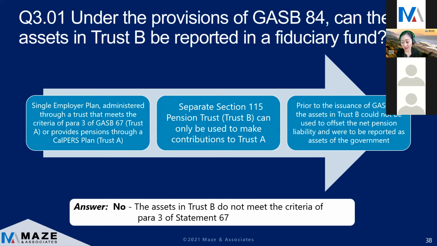So we get asked pretty frequently, and that's why this question is on the CCMA white paper. Well, how about for GASB 84 implementation? Can we now net the assets of Trust B with the liability in Trust A? And the answer is no. So you will still report the assets of Trust B like how we have reported in the past, which is an investment, and it has to be shown separately from the net pension liability or net OPEB liability of the Trust A. Okay.